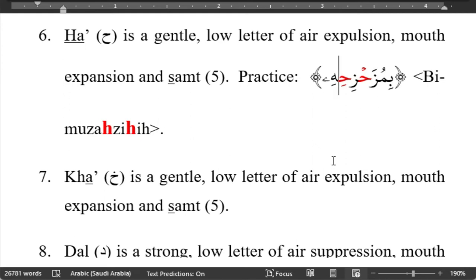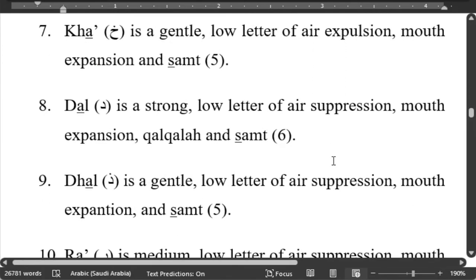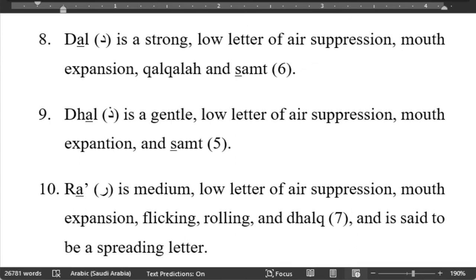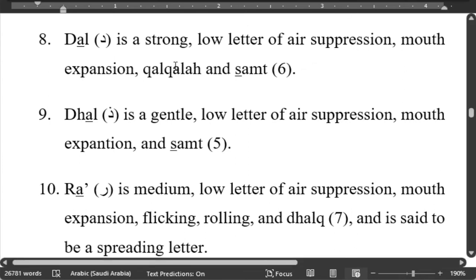Ha is gentle, not stopping the sound. Low, the tongue is down. Air expulsion releases the air. Mouth expansion and samt. 5 attributes. Dal is a strong low letter of air suppression, mouth expansion, qalqalah, and samt. 6 attributes.